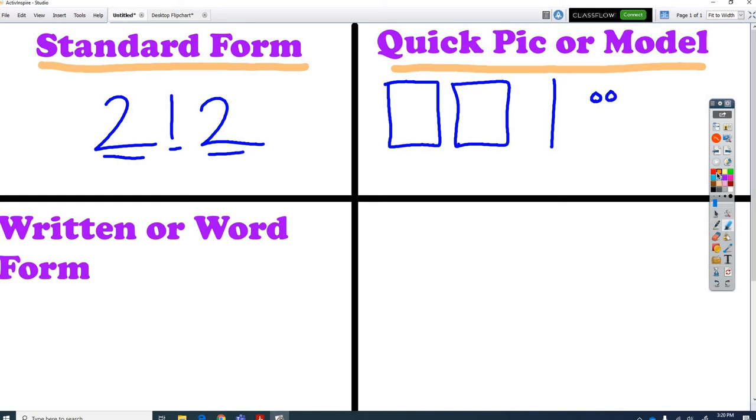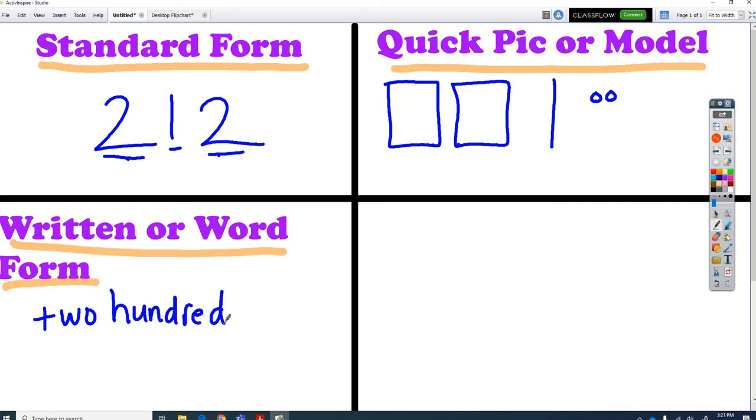Good. And then the other way we talked about was in that written or word form, where we write them in words or we write them in written form. So we'd write it just like we would say it. So this is 212. That's what we're going to write. Very good.